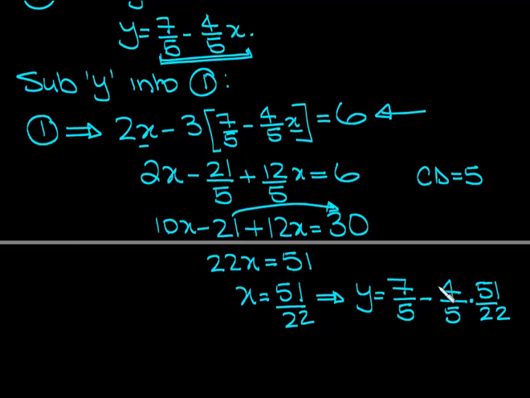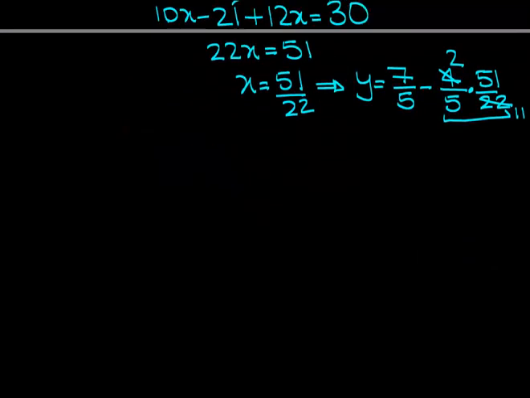Okay, so let me reduce this. Since it's multiplication, I can cancel things from the top and bottom. 2 goes into that 2 times and into that 11 times. So I end up with 7 over 5 minus 102 over 55. Okay, so I need to add them.